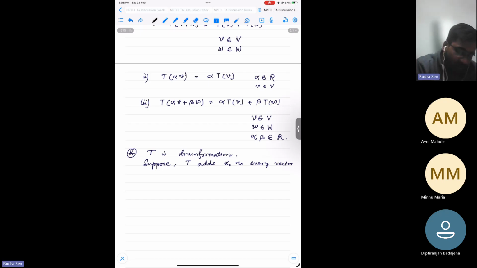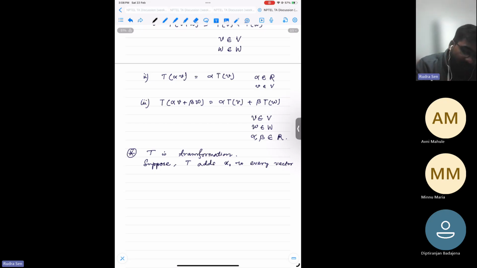Okay, so T basically does the transformation. How does it do the transformation? When T does this whole transformation thing, it basically adds another term, another positive or negative term, another affine term, to each vector.